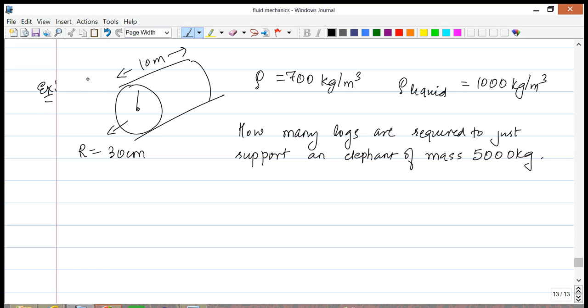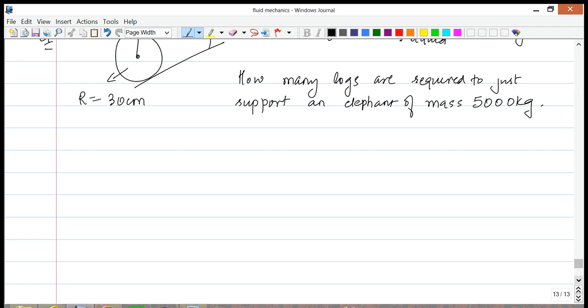So you've been given logs of dimensions 10 meters in length and 30 centimeters in radius, and the density of the logs is 700 kg per meter cube, and the liquid density is 1000 kg per meter cube. And what it's asking is how many logs do you need in order to support an elephant. So we'll find the least number of logs to support an elephant of mass 5000 kg.